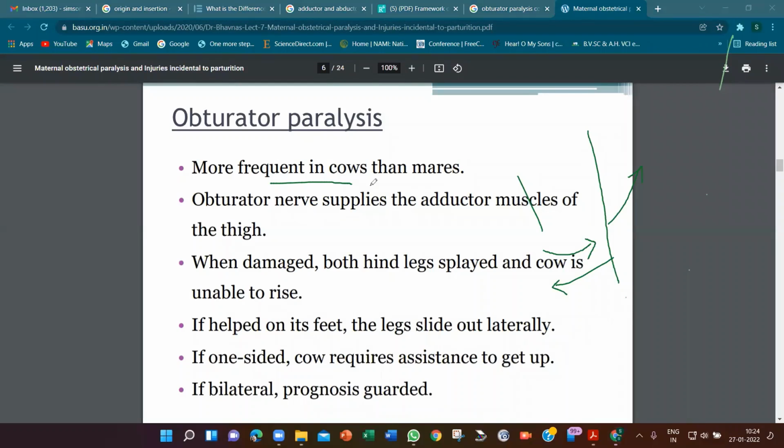So when we see this diagram, or before that, the obturator nerve is most frequently seen in cows than mares. The obturator nerve supplies the adductor muscle of the thigh. When damaged, both hind legs are splayed and the cow is unable to rise. If held on its feet, the legs literally slide out. One side may require assistance, but sometimes bilaterally the animal cannot rise.